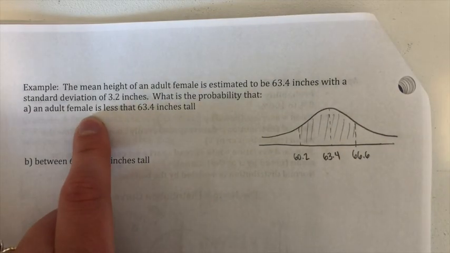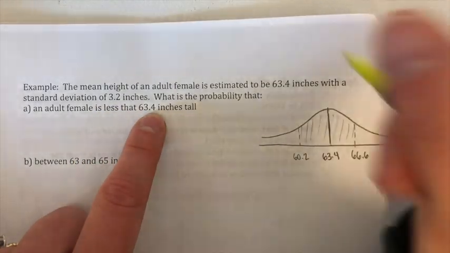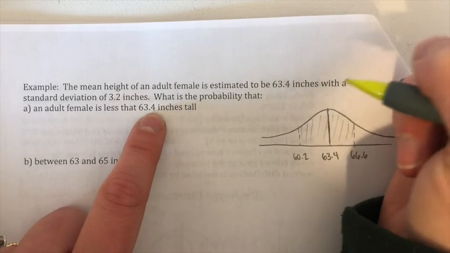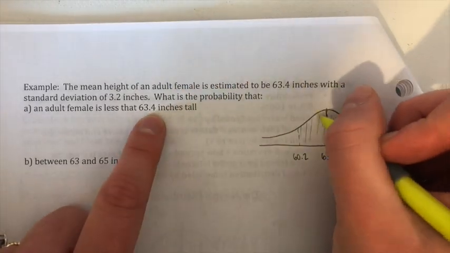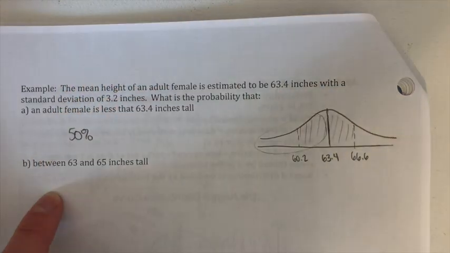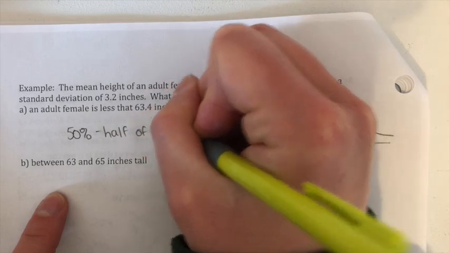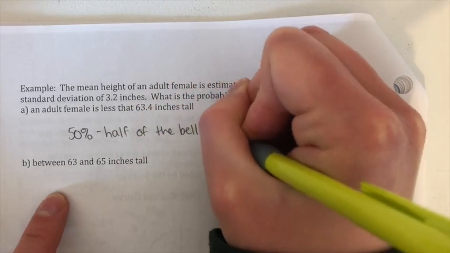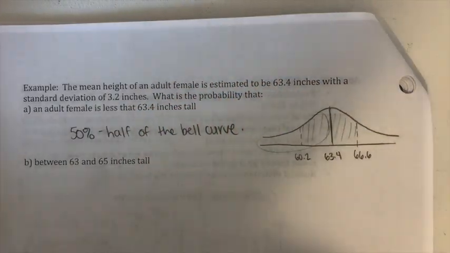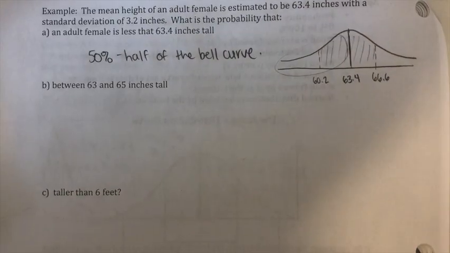So what's the probability that an adult female is less than 63.4 inches tall? Because that's the mean, if this is normally distributed, and we're assuming it is, then 50% are below that. So this is just going to be 50%. Okay, so it's half of the bell curve. So we don't need to be able to calculate an integral to know that. We just need to understand what a normal distribution is.